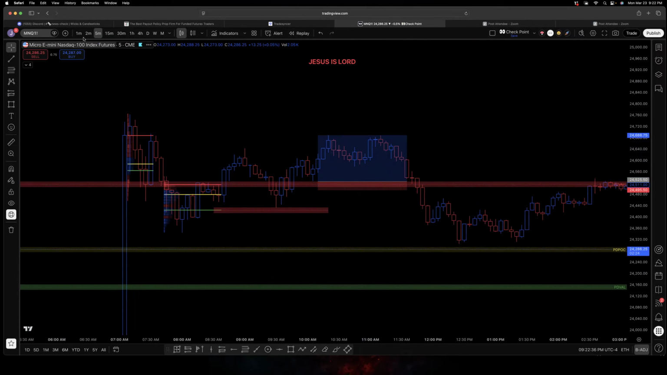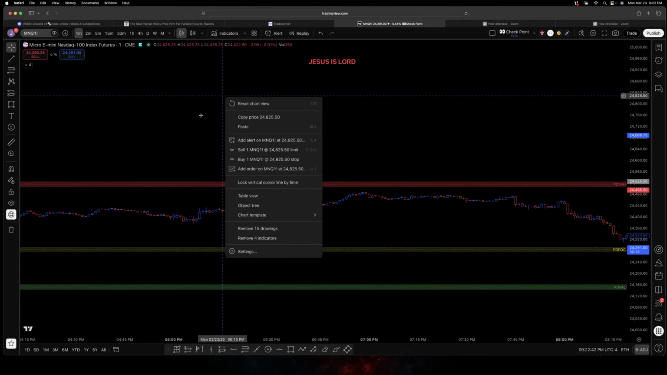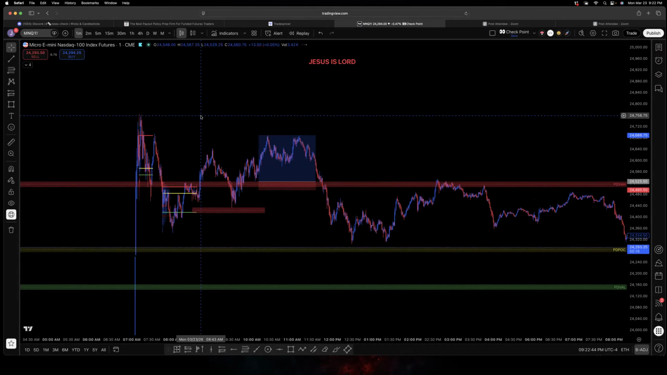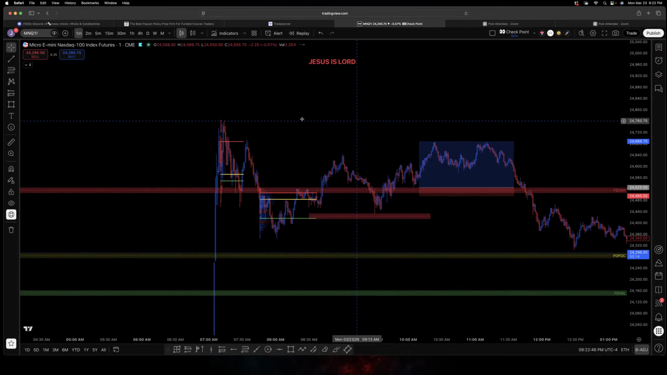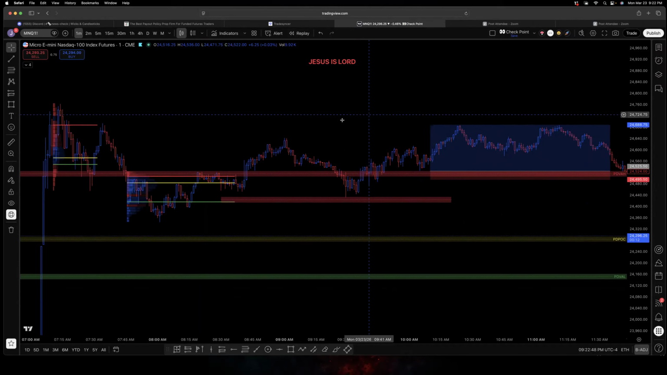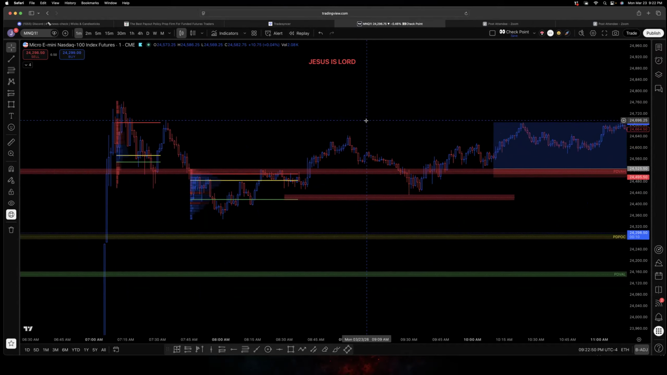So if you look at this on a 1 minute time frame, let's look at it on a 1 minute time frame. This is what you would have been looking at. This is why you always want to make sure that you go from the 5 minute to the 1 minute. You want to continue to make sure that you check different time frames.